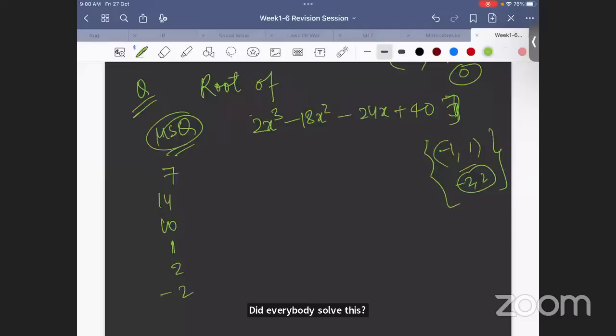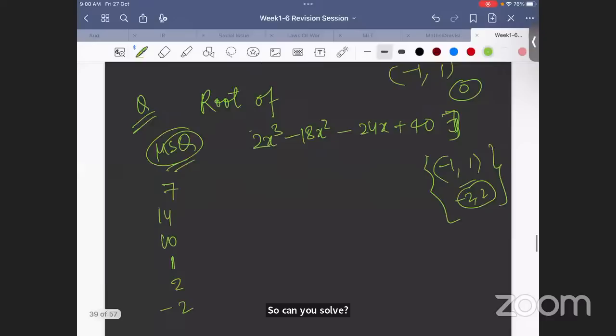Sir, will you please explain? Okay. What did I say in the starting? What should you do if you are seeing this type of question? Try 1 and minus 1. If not, then try minus 2. Did you get minus 1 or 1? 1, sir. Then we can divide it by x minus 1. Yes, you have got 1.